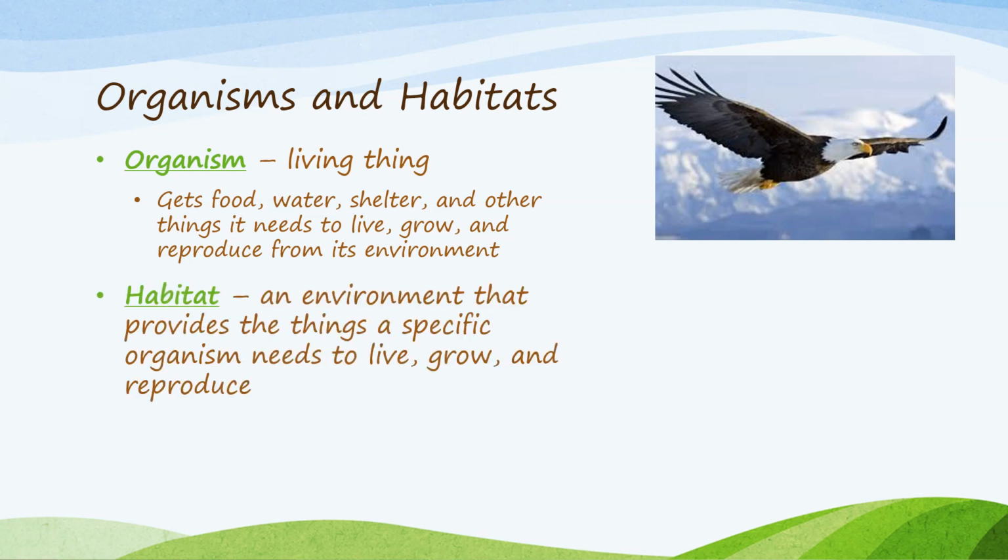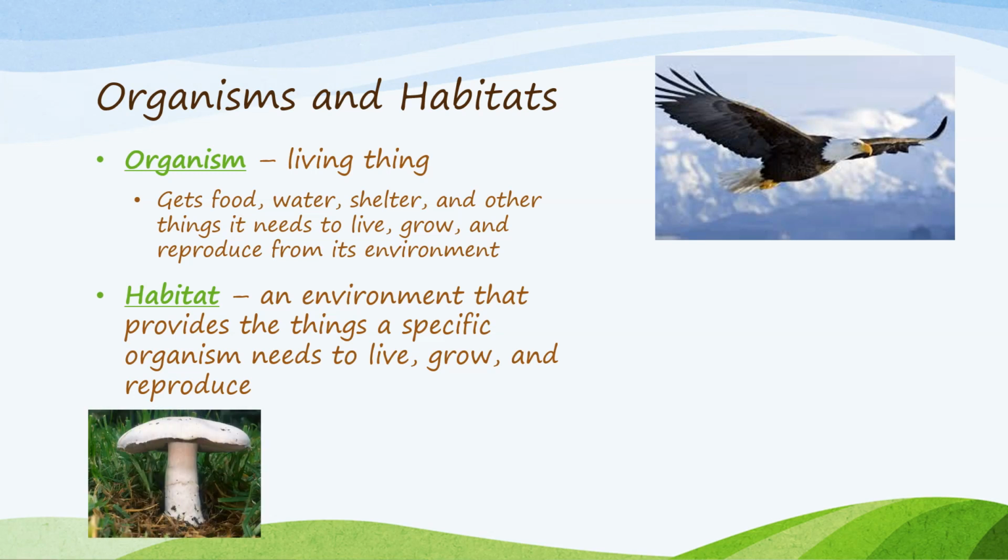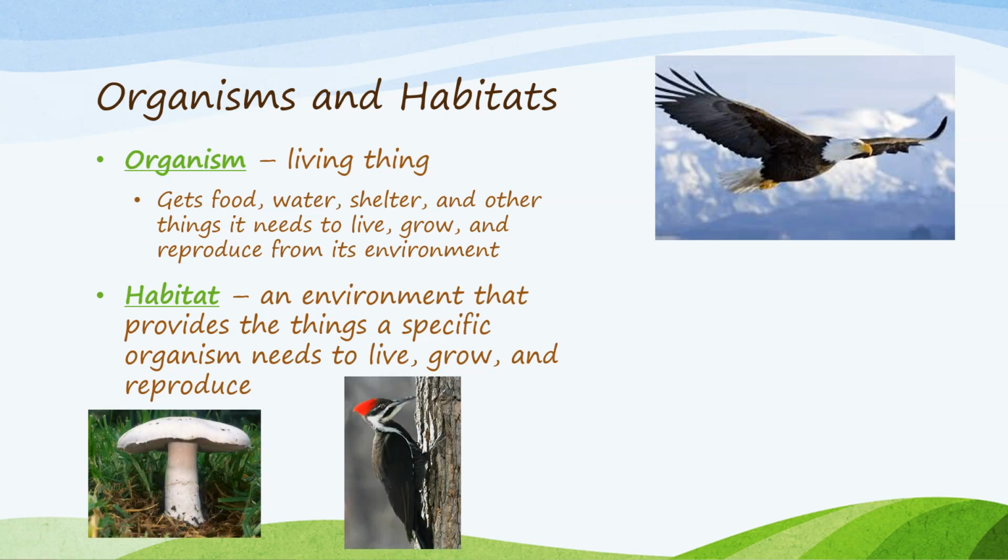An environment that provides the things a specific organism needs to live, grow, and reproduce is called its habitat. In a forest habitat, mushrooms grow in the damp soil, and woodpeckers build nests in tree trunks. Organisms live in different habitats because they have different requirements for survival and reproduction.